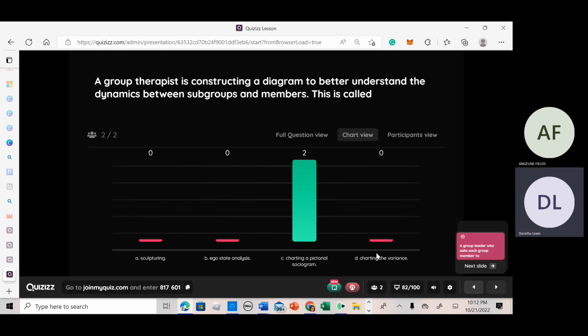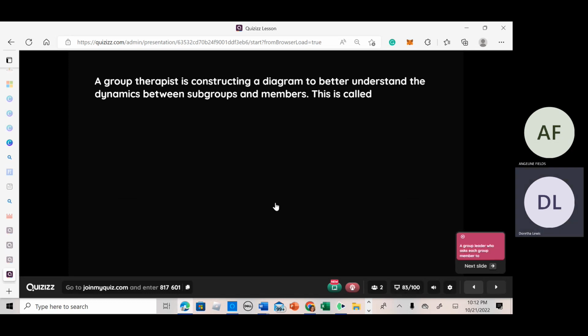I think I was going to say something about it, but I think that's it. Yep, that's it. So just remembering that if someone is trying to understand the dynamics of the group or subgroups and members, you will use a charting and pictorial sociogram. All right.